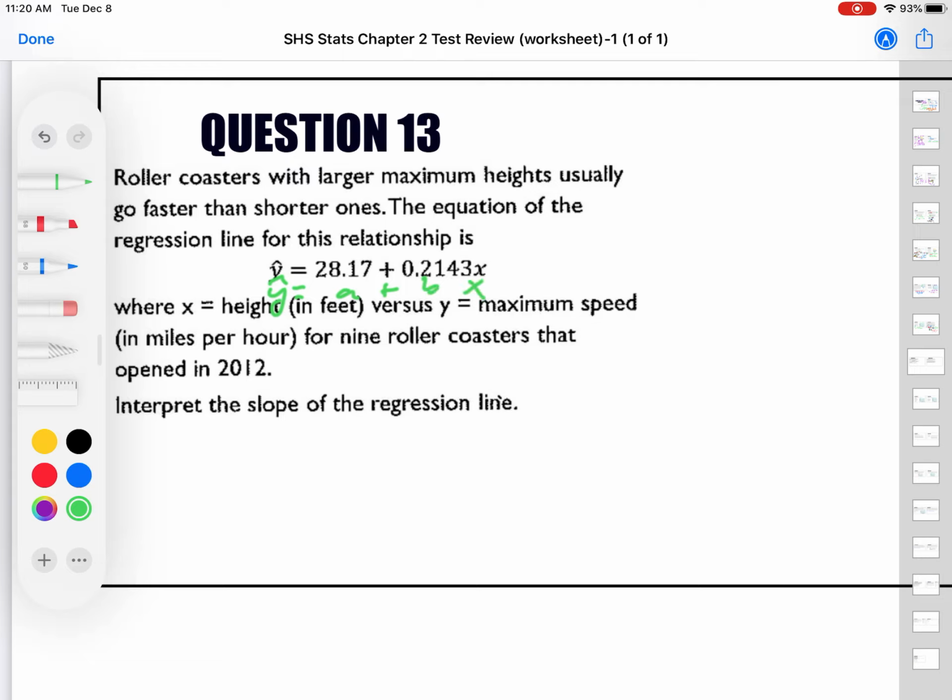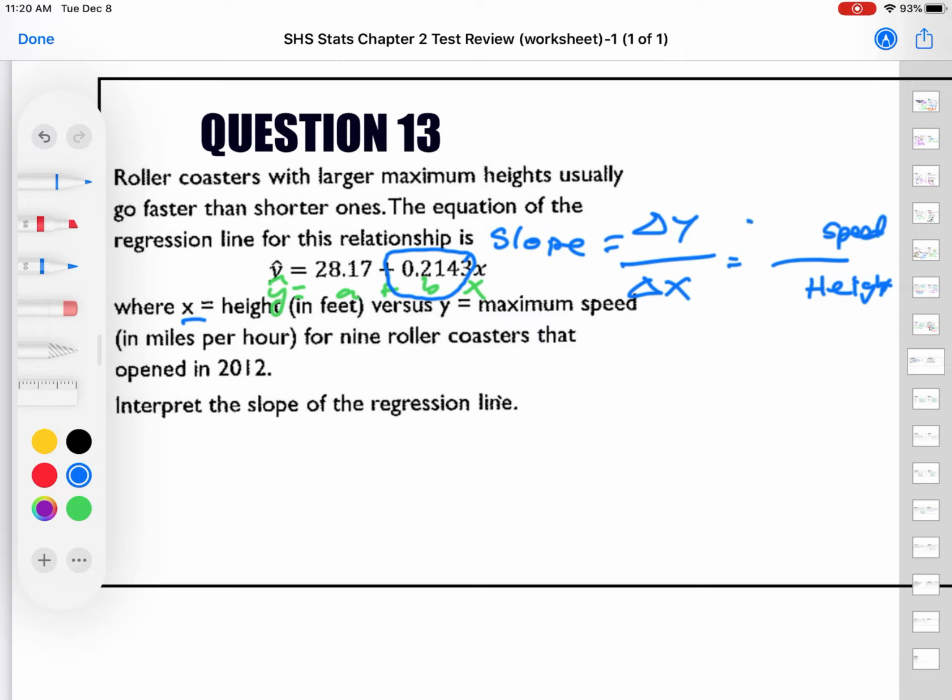Now, if you ever forget, again, I just think of the number in front of X is the slope. And remember, slope is the change of Y over the change of X. So if it tells you X is height and Y is speed, and you have 0.2143, the question is, how do you make that a fraction? Well, you just put 1.